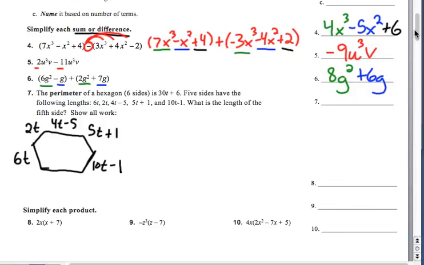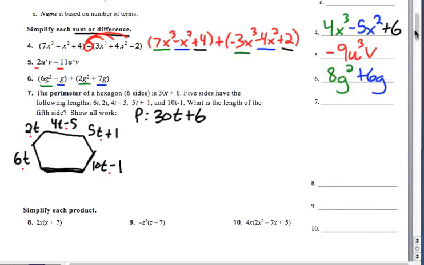Okay, then it's this last side that I don't know. But what I do know is that the perimeter is 30t plus 6. So what can I do? Well, let's figure out how much I have so far. I'm going to add up all of these sides that I already know.